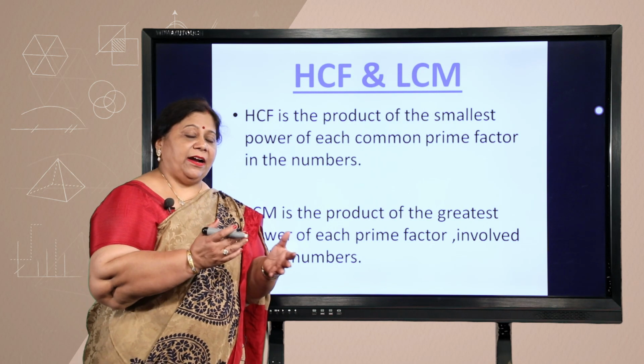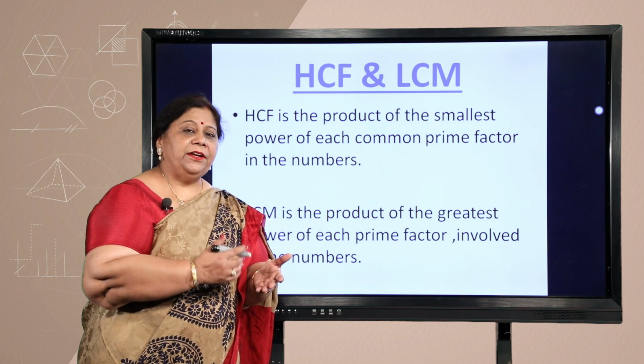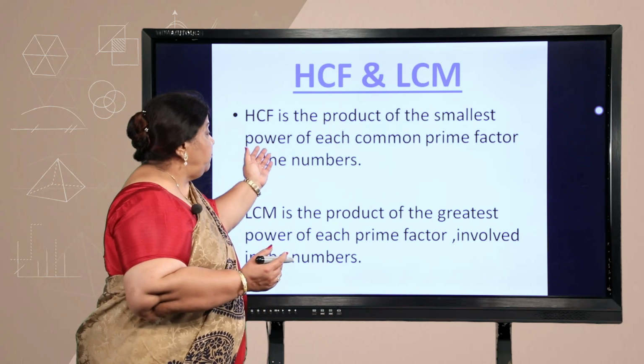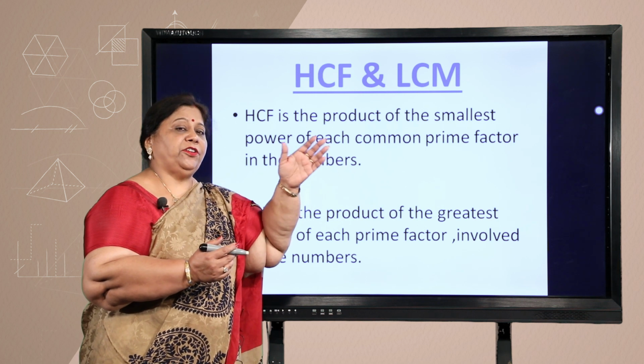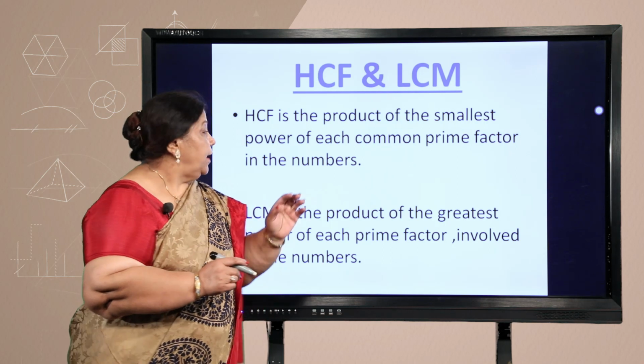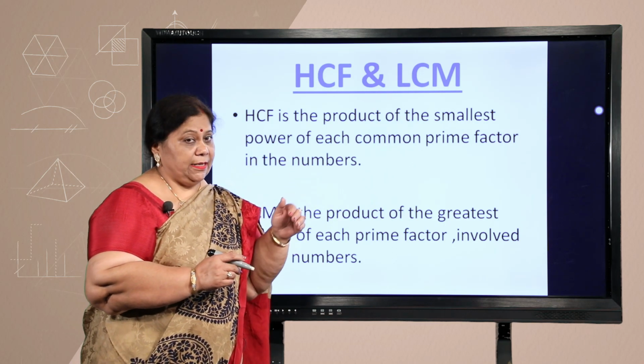Suppose I find out the factors of 6: 2 into 3. I can write it as 3 into 2 also. So, I hope you understand every composite number can be expressed as a product of primes and the order does not matter. In this, we will also calculate the HCF and LCM.